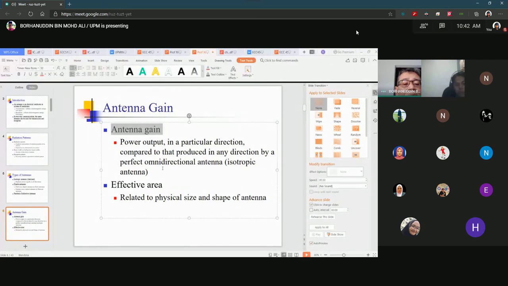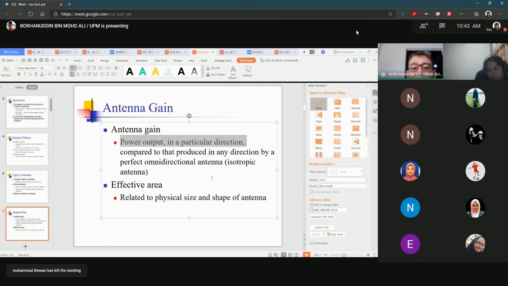Antenna gain. Every antenna can be designed in such a way that it possesses a gain. A gain means that it has a tendency to radiate more than the isotropic antenna, the basic idealized one, so more power output in a particular direction. When you direct it in a particular direction, like to a satellite, that is the gain of the antenna compared to that produced by the isotropic antenna. That's why the isotropic antenna is just a reference. It's not something people use in practice, and you can't even produce it, because it's like a sphere. Even a dipole antenna cannot produce that.